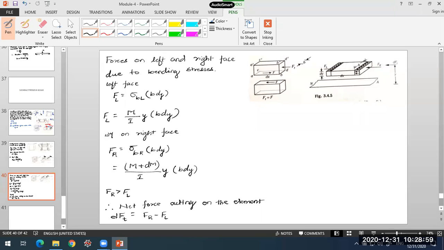So this is dFt. Therefore, what I can write: dFt equals (M plus dM) divided by I into y, into b into y into dy. This is the force, minus M by I into y into b into y into dy. So that is the difference, FR minus FL. Finally, if you subtract these terms, you will be left with dM upon I, M and M will be gone totally, into b into y into dy here.